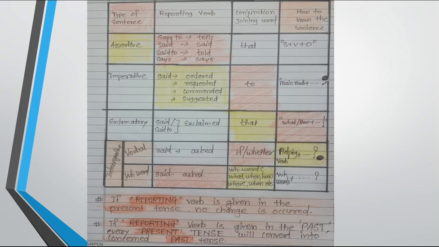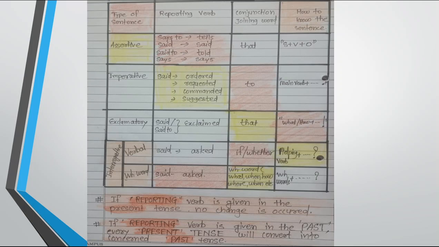And the interrogative is very simple: in the end, a question mark is there. And there are two types of interrogative sentences. One is verbal and the other is the WH type. A WH type question begins with WH words, so it is called a WH type question. And a verbal question, or verbal interrogative, begins with a helping verb.